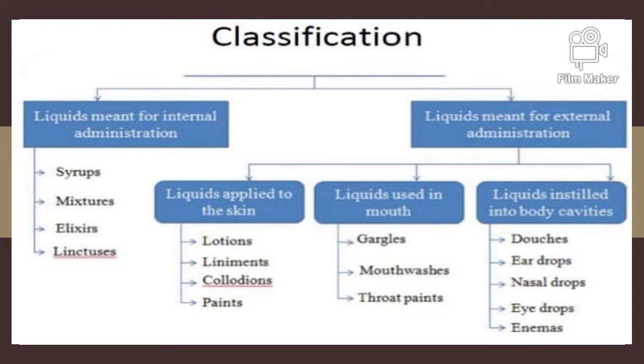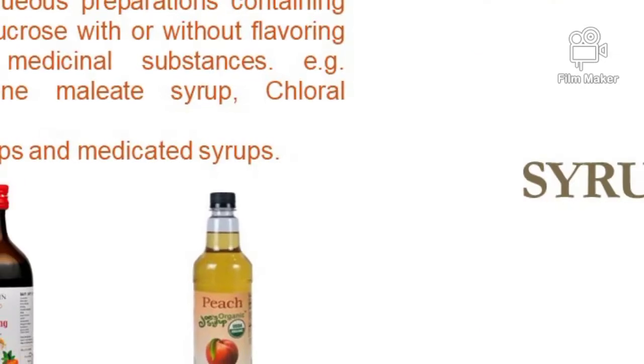Under these three types, they are divided into subtypes. First, the liquids applied to the skin include lotions, liniments, collodions and paints. The liquids used in the mouth include gargles, mouth washes and throat paints. And the liquids instilled into the body cavity include douches, ear drops, nasal drops, eye drops and enemas.